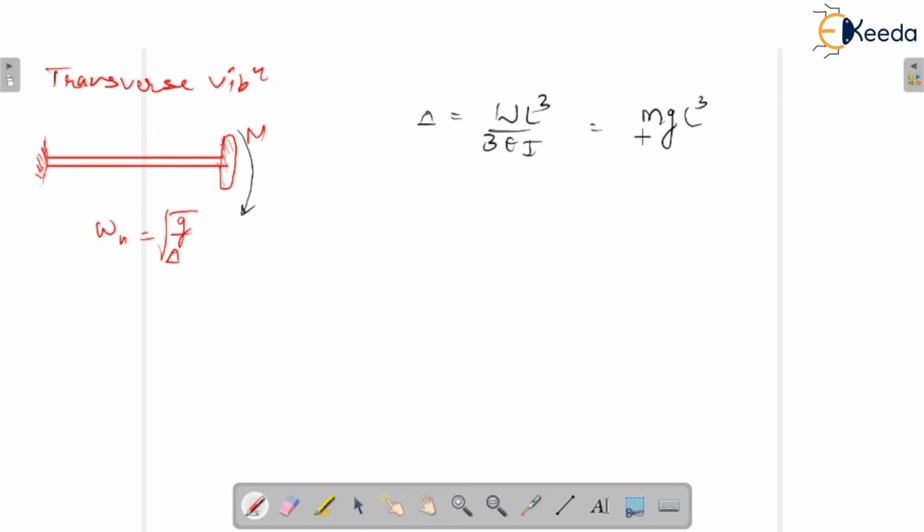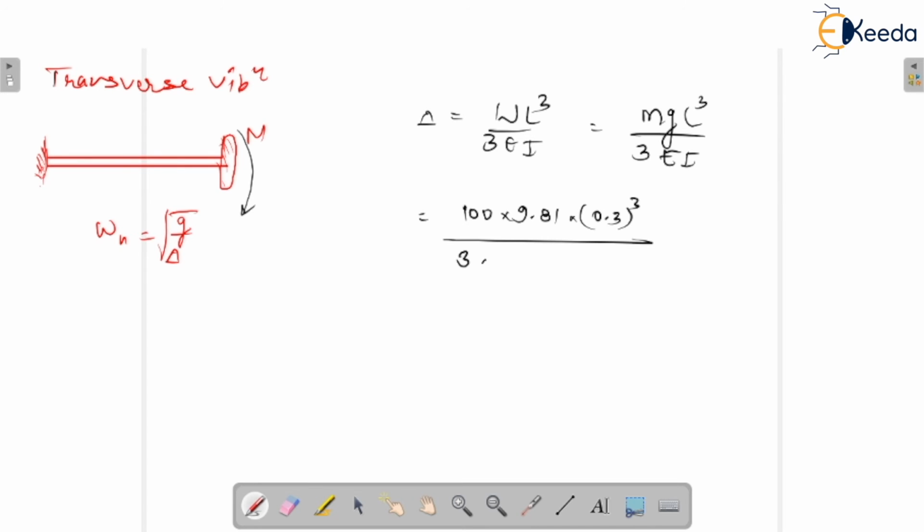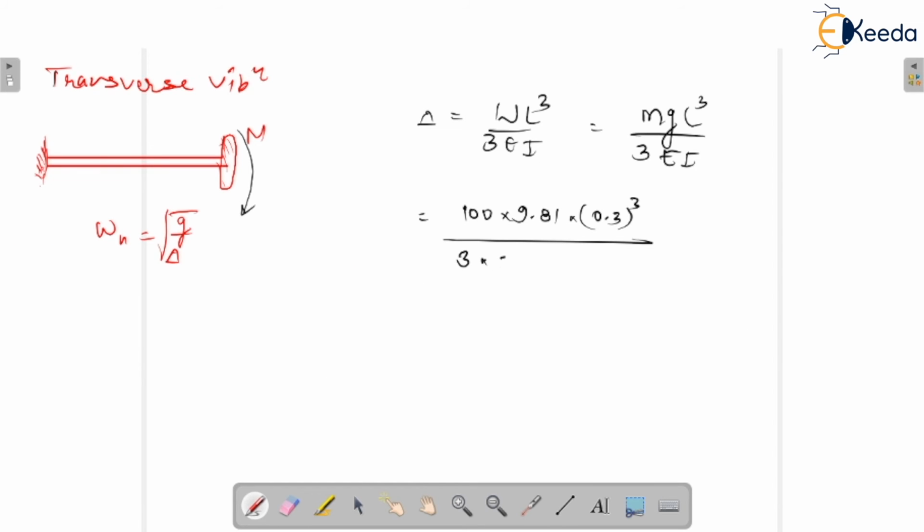mgL cubed upon 3EI. Okay, so the m value, I think 100 is given, and g is 9.81, and the length is 300 mm, so it would be 0.3 all cubed upon 3. What is the value of E? This is 200 multiplied by 10 to the power 9.